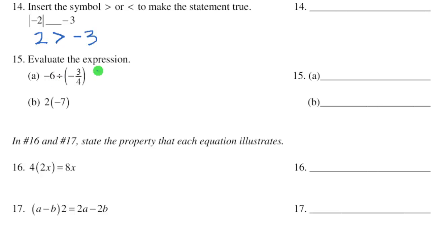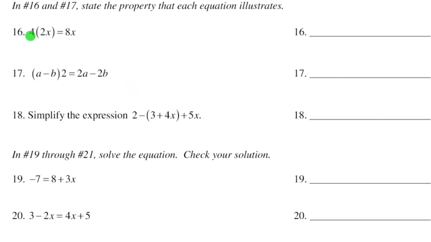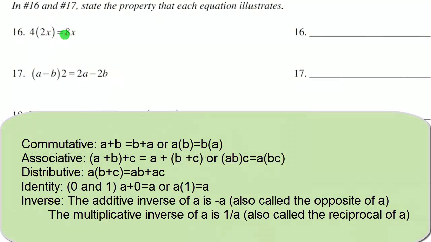In problem 15, we have negative 6, which we can write as a fraction, negative 6 over 1. We're going to flip and multiply. So we're using the reciprocal of negative 3/4, which is negative 4/3. And then we're going to reduce the 3 and the 6. Multiplying across, we get a positive 8. In B, we have 2 times negative 7, which is negative 14. Remember that a number up against the parentheses means multiply.